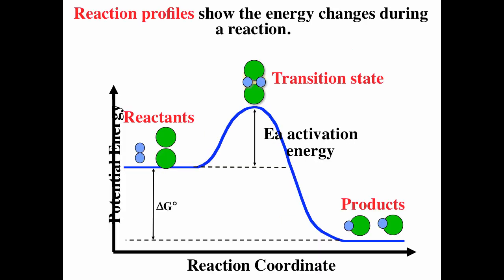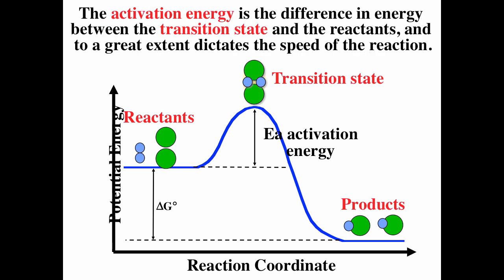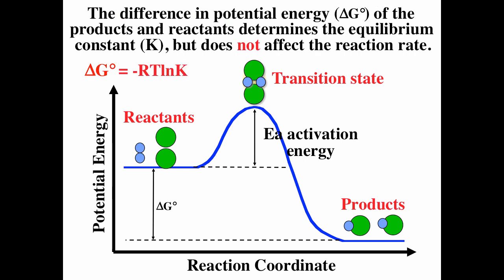So this gives you another picture. The y-axis is the potential energy, the x-axis is the reaction coordinate, so how the reaction proceeds. You have the reactants on the left, the products on the right, and then the transition state on top. And that activation energy is the difference in energy between the transition state and the reactants. Now the larger the activation energy, the slower the reaction, and what we'll see is that the smaller the rate constant. The difference in potential energy, delta G, of the products and reactants determines the equilibrium constant.